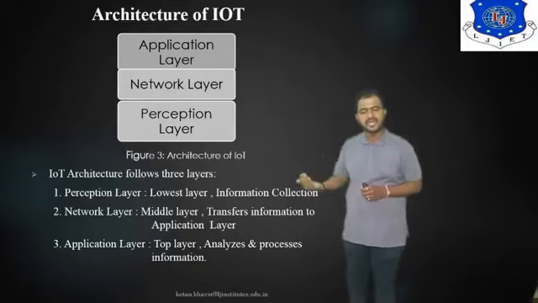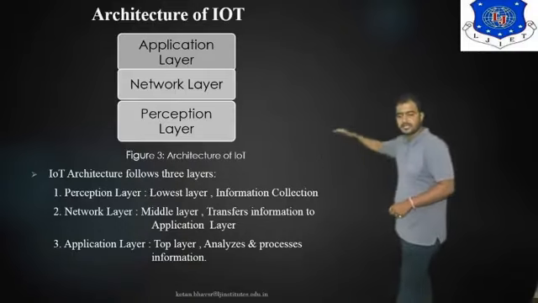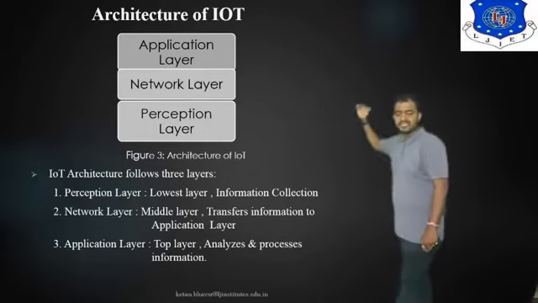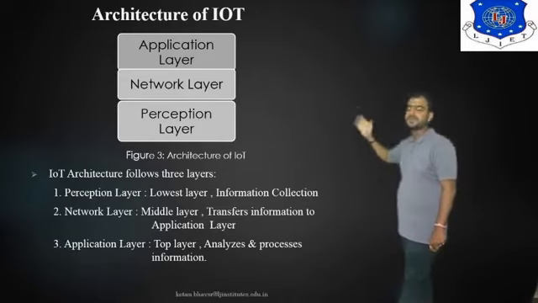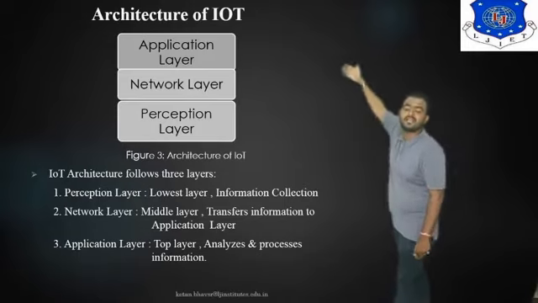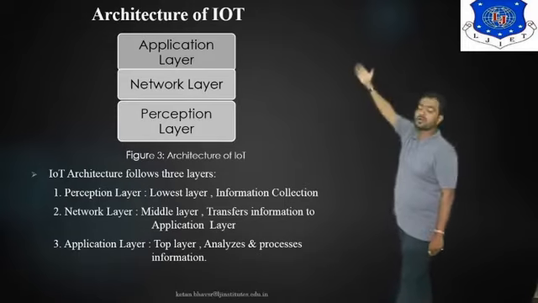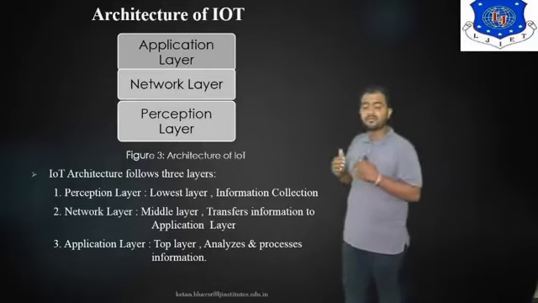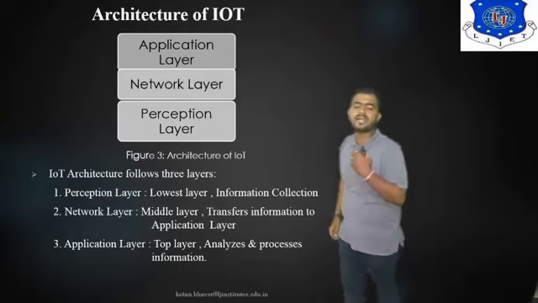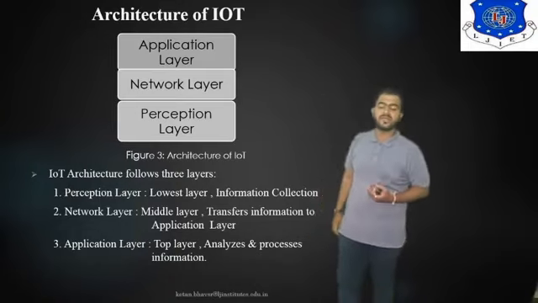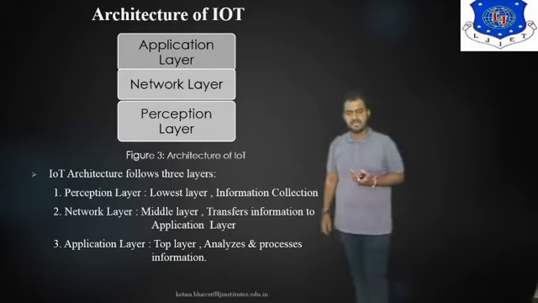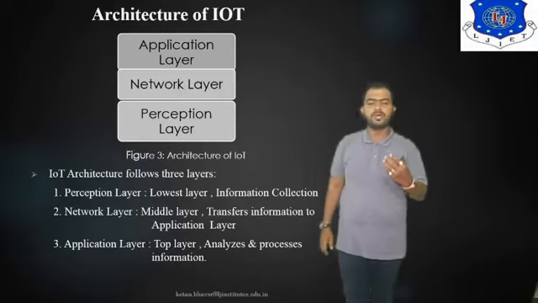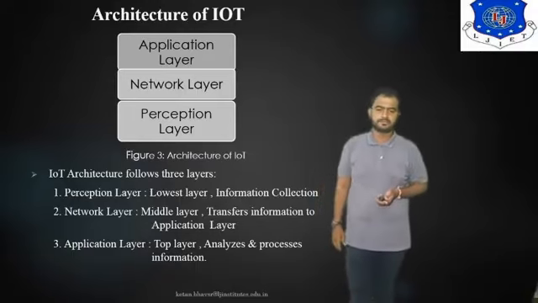The perception layer means the lower layer, for information collection. As you can see, the perception layer is on the lower side. On the upper side, you can see the network layer. The network layer is the middle layer that transmits the information to the application. What exactly is the work of the application layer? The application layer is the top layer that analyzes and processes the information, and according to that it generates a trigger signal, and as per the trigger signal, your appliances and devices will operate, monitor and control.